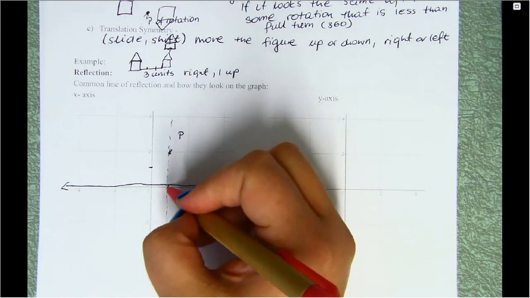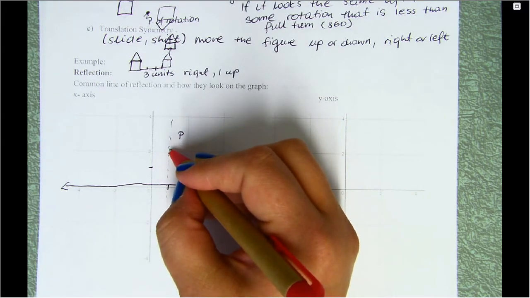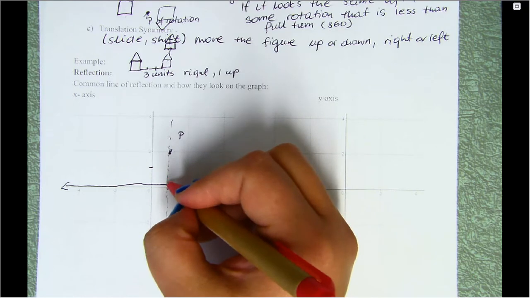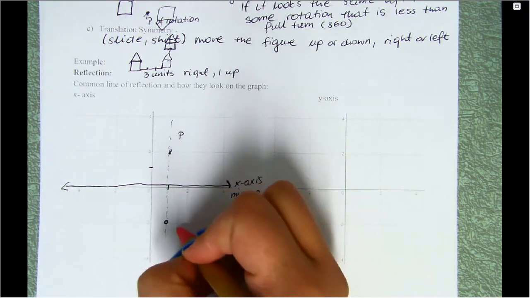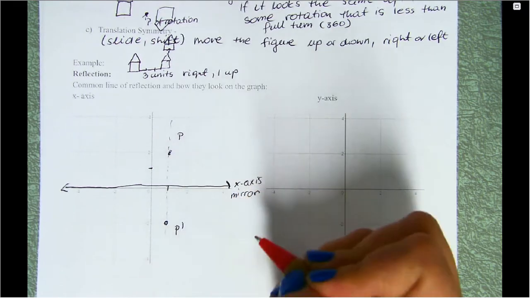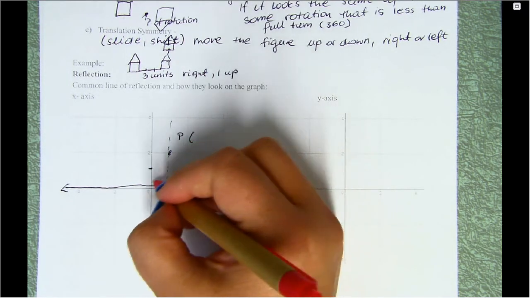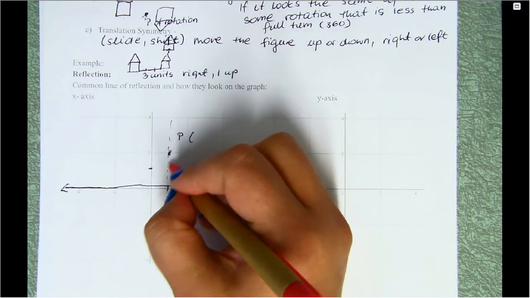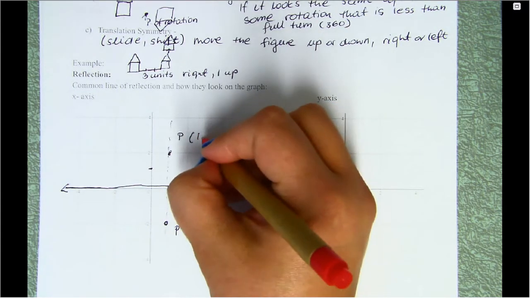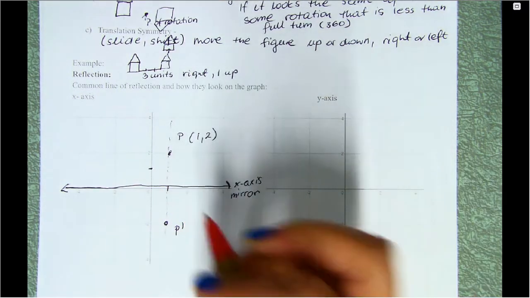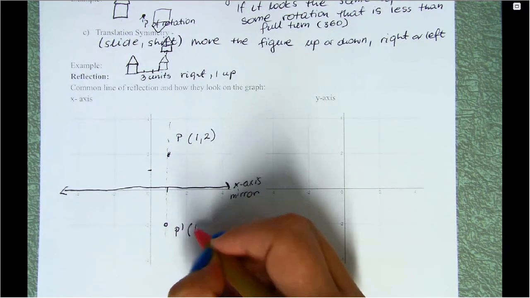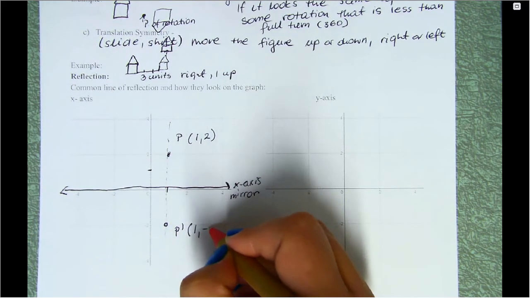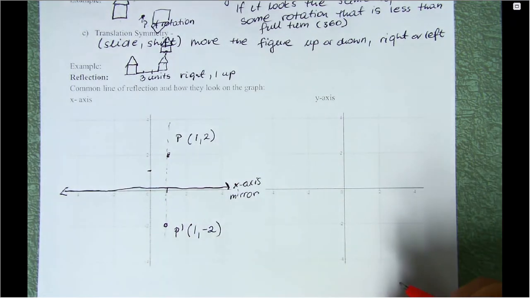So I want to see how far away from the mirror this point is. Well, it's 1, 2 units. So I'm going to count 1, 2 units, and this is my reflection point. If this point is at 1 for x and 2 for y, this point will be 1 for x, because that hasn't changed, but -2 for y. Those are my new coordinates.